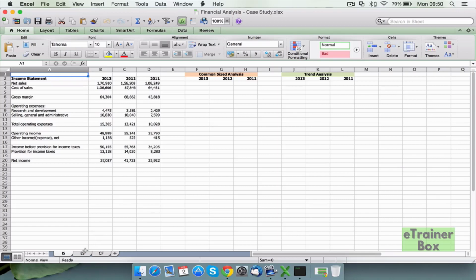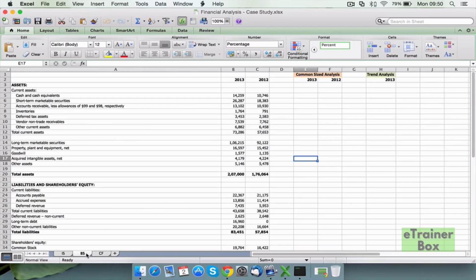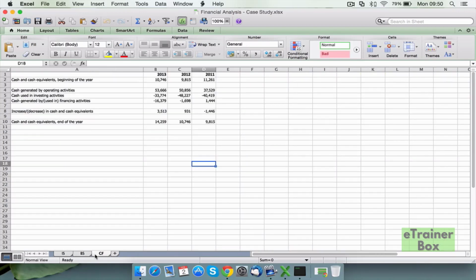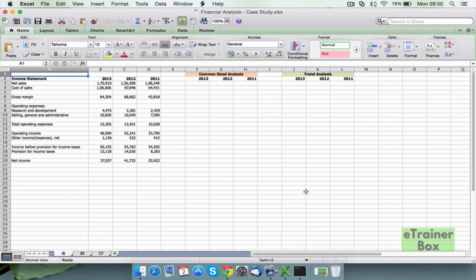The first one is the income statement, the second one is the balance sheet, and the third one is the statement of cash flows. In this lecture, I'm going to teach you how to read the income statements of any company. We're going to use the example of Apple Inc. and we're going to understand how Apple has performed over the last 3 years. So let's get started. The first tool for analysis of any financial statement is called the common sized analysis.